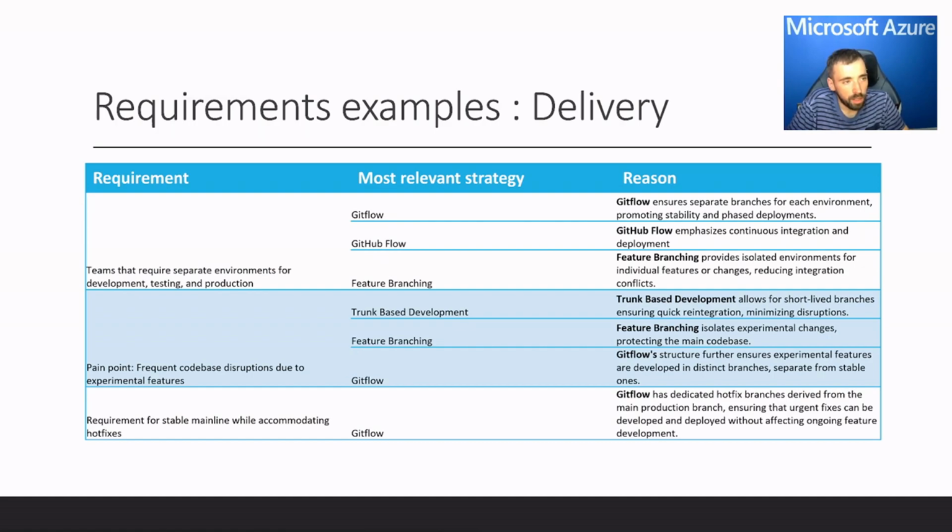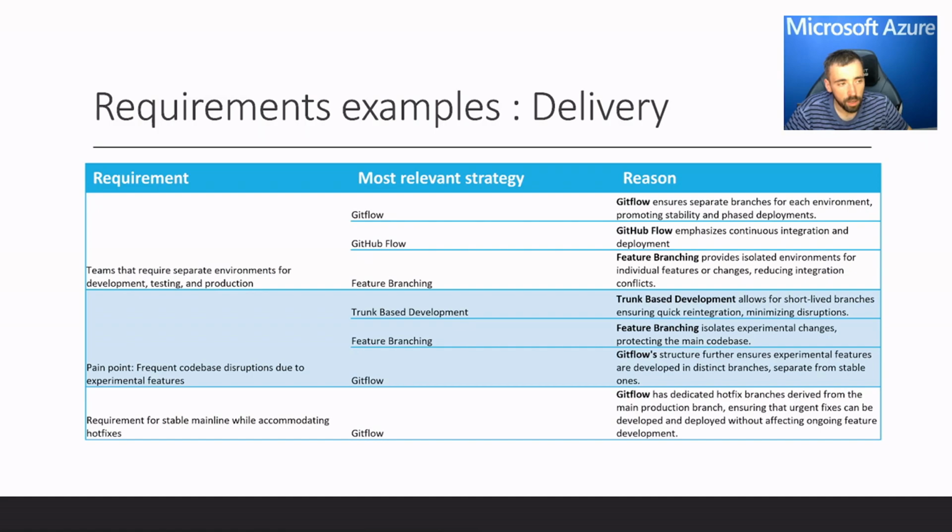Then we have, in the area of delivery, teams that require separate environments for development, testing, and production. Most suitable strategies for these would be Git flow, GitHub flow, and feature branching. So Git flow ensures separate branches for each environment, promoting stability and phased deployments. Though that has a lot of complexity with Git flow, it does meet that requirement technically. GitHub flow emphasizes continuous integration and deployment. Feature branching provides isolated environments for individual features or changes, reducing integration conflicts.